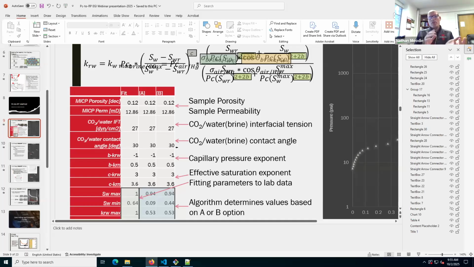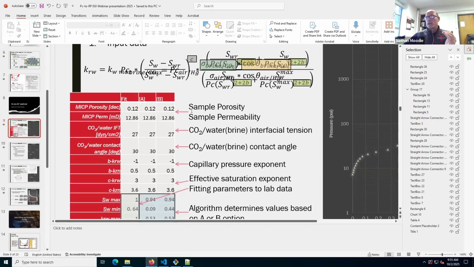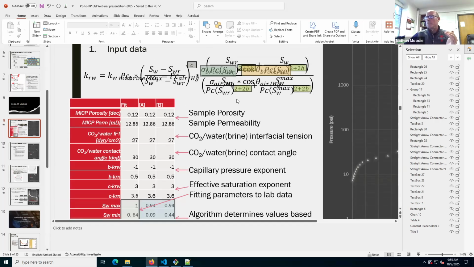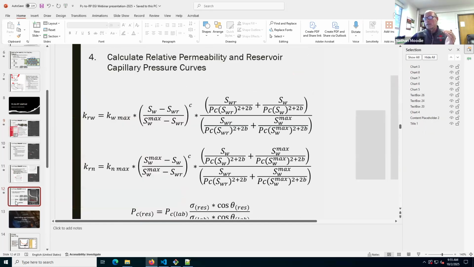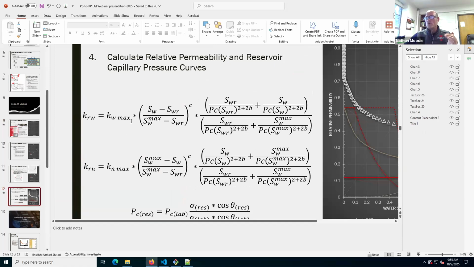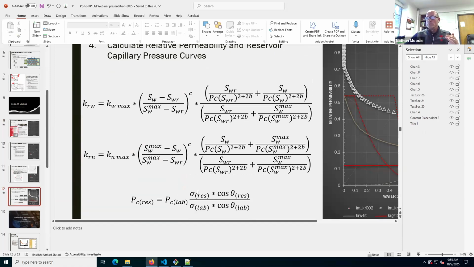But really, all of that just tunes the capillary pressure curves for your simulator. Relative permeability, when you calculate that, so these overlap each other, let's click down to here. There's no interfacial tension or contact angle in these formulas. So the relative permeability is agnostic to the wetting situation using this method.